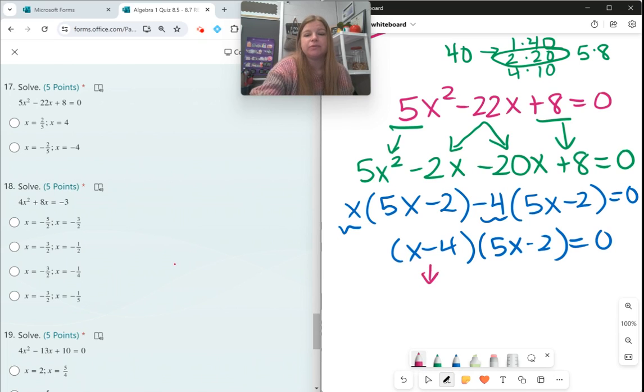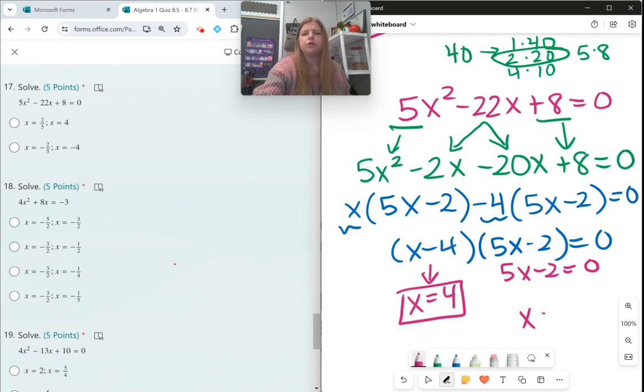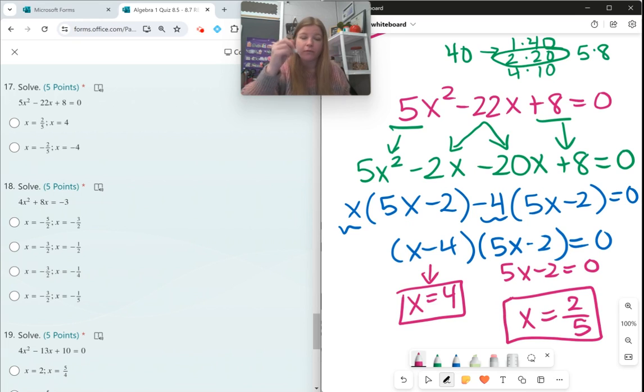If I set x minus 4 equal to 0, it's just 4. If I set 5x minus 2 equal to 0, think about the steps that you would do. You would add 2, and then you would divide by 5. So if I add 2, I have positive 2. Divide by 5, my solution is positive 2/5. And again, I just shorthanded what you can, of course, just write out all the work for. So positive 4, positive 2/5.